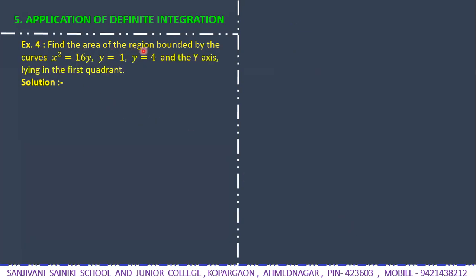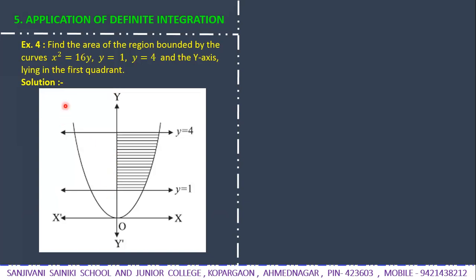Now find the area of the region bounded by the curves x square is equal to 16y, y is equal to 1 and y is equal to 4 and the y-axis. Now x square is equal to 16y is the parabola open towards the positive direction of the y-axis. The lines given are y is equal to 1 and y is equal to 4. Also it is given that the area lies in the first quadrant, so we have to find this area. If it is not given that the area lies in the first quadrant, then we have to find this area also. So y is equal to 1 to y is equal to 4.